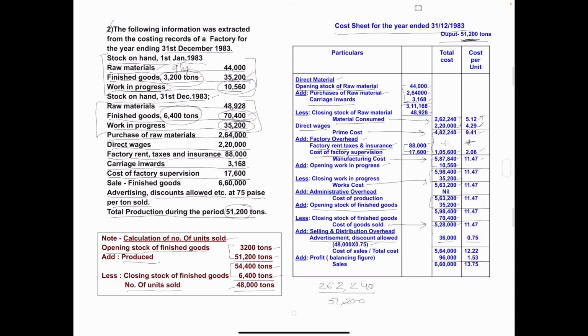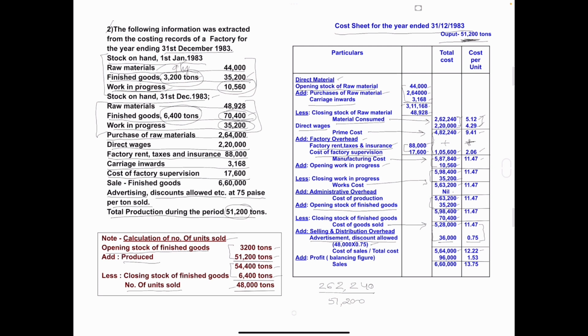Add these two figures. 5,28,000 plus 36,000, and the amount is 5,64,000. Per unit column, 11.47 plus 0.75, and the total is 12.22.